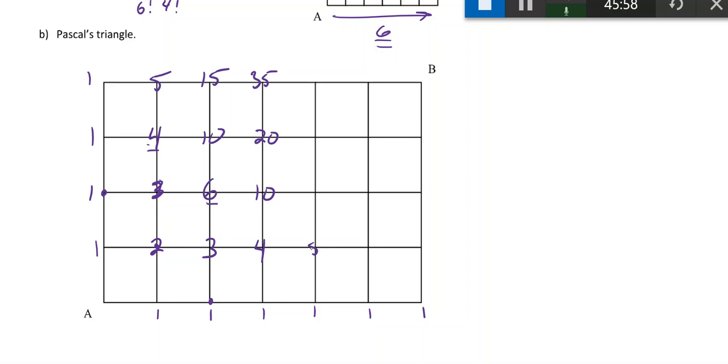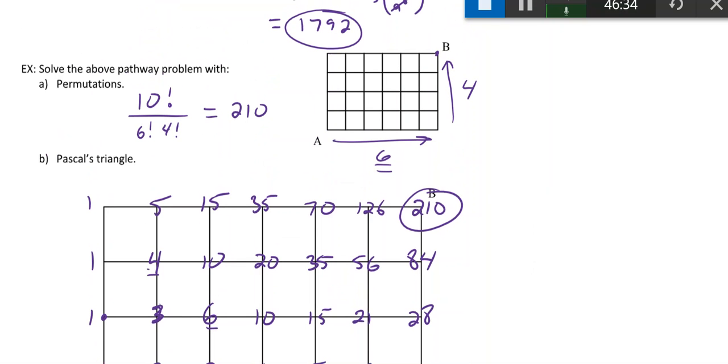35. So 5. 15. 35. 70. And then 6, and then 21, 56, 126, and then 7, and then 28, 84, sorry, 84, and 210. So 210 ways of getting there. So same thing, right?